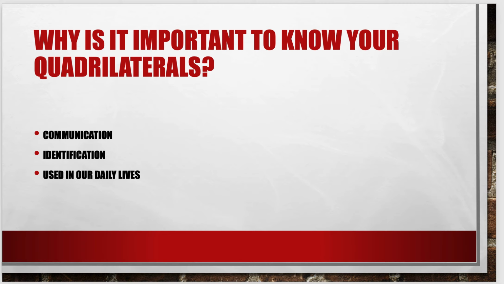And then also identification. If someone tells you go get that square table, and you don't know the difference between a square and a rectangle, you might bring over the rectangular table and just look like a dodo. So it's important to be able to know your quadrilaterals so that you can identify them because they're used on a daily basis. I'm sitting at a rectangular table right now. These quadrilaterals are everywhere. So that's why it's important to know them, because anything that's seen on a daily basis is obviously relevant to your life. So you should understand it.